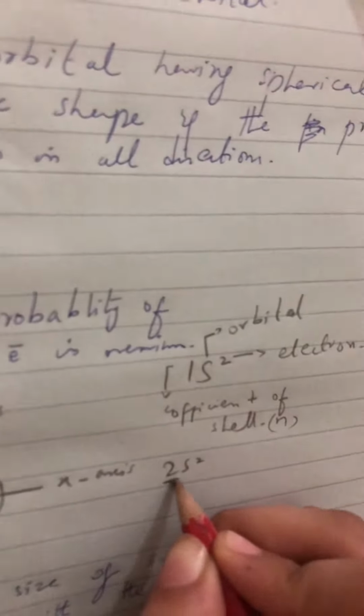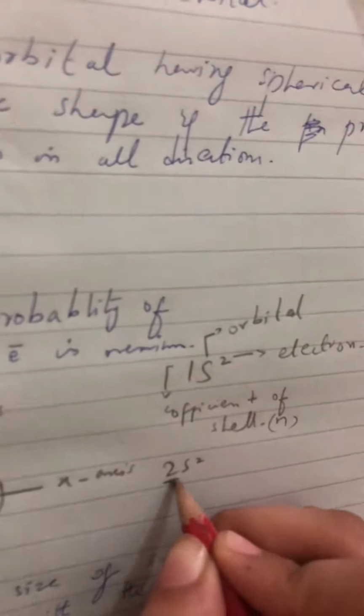Now I will make the shapes of these 3 here. First of all, we have py. This is the y axis, this is the x axis. Now first of all, py will be like this. This is py. Another lobe I am writing py. Now px. Here the y axis, x axis. Now px will be like this. This was py, this is px.